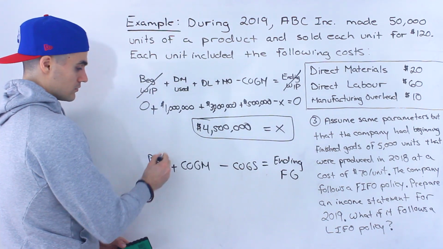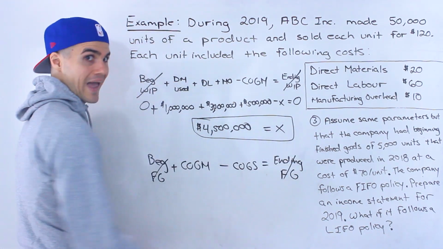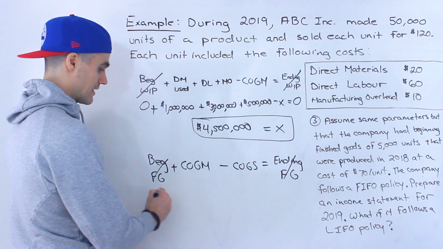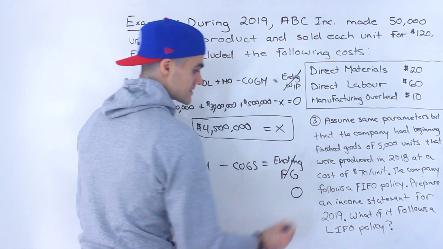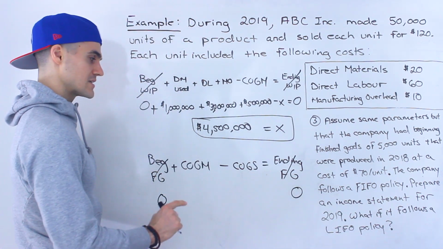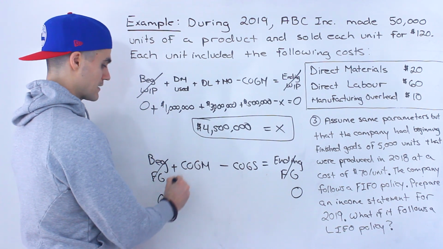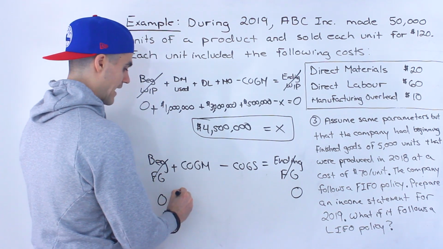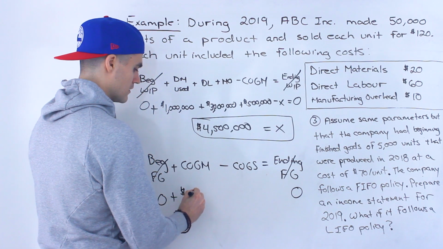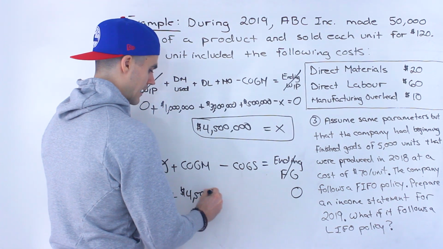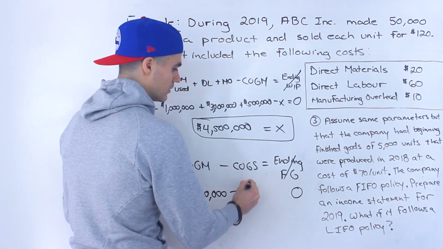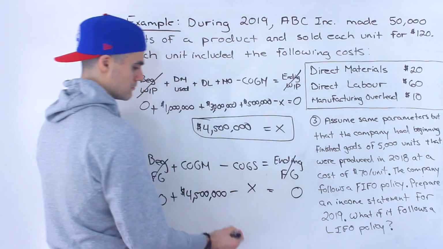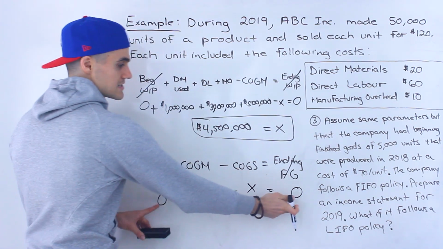But we're told there's no beginning finished goods, there's no ending finished goods, right? This is 0, and then this is 0. And so the same thing, basically the cost of goods manufactured, which is this 4.5 million, has to equal the cost of goods sold, because this has to net out to 0 because these numbers are 0.